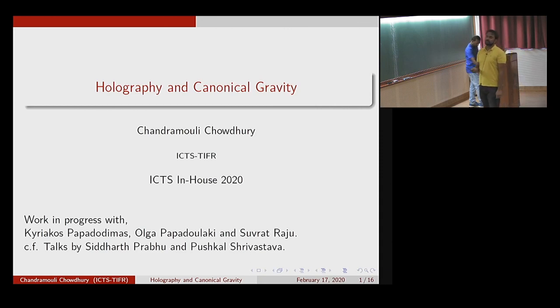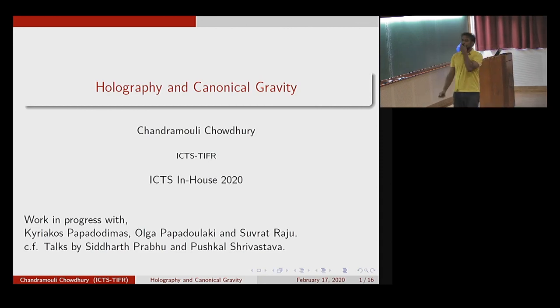My talk is going to be an extension of Siddharth's talk, essentially. But I'm going to talk mostly in anti-de Sitter space. I'll explain as we go along. This is a work in progress with Kyriakos, Olga, and Subrat. And Pushkar will also talk some more stuff about this tomorrow.